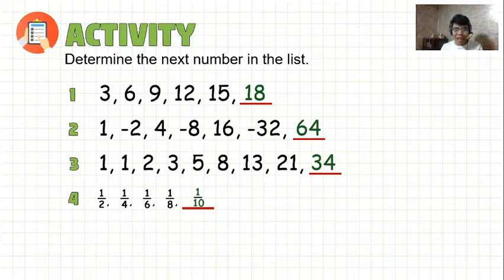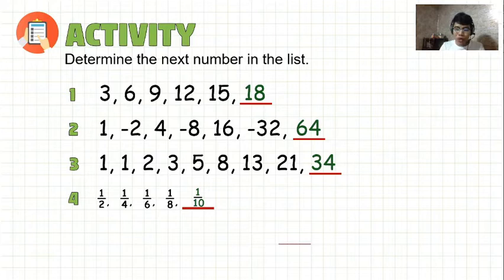Observe that from this list, in the denominator, each number is obtained by adding 2 to the preceding term. So we have 2 plus 2, you have 4, then 6 plus 2, you have 8, then the next is 10. Since we have 1 over something, our answer must be 1 over 10. So that's for number 4.